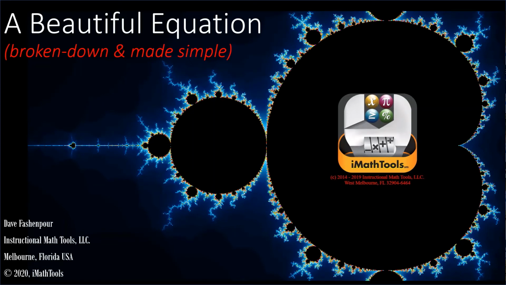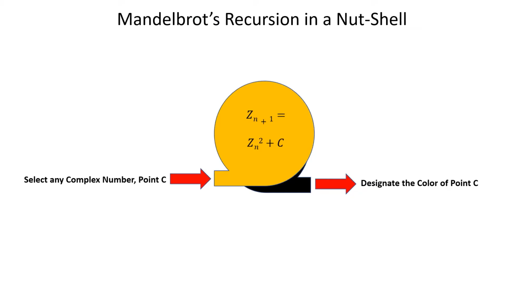Oh, it's a beautiful equation, all right. It's Mandelbrot's equation. It's Mandelbrot's recursive equation. There it is, right here. What does it do? Well, it takes a complex number, some point on the complex plane, and it tells you what color to color that point.